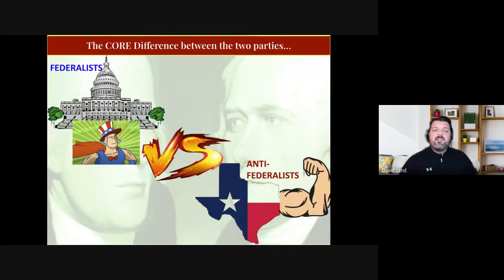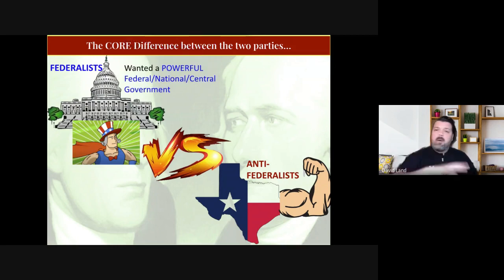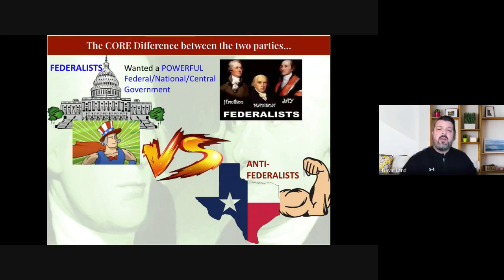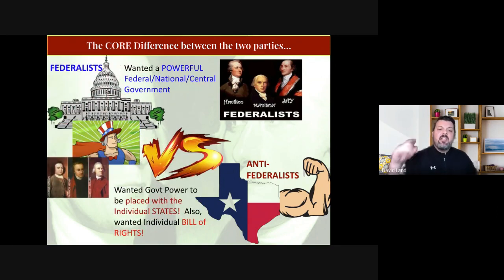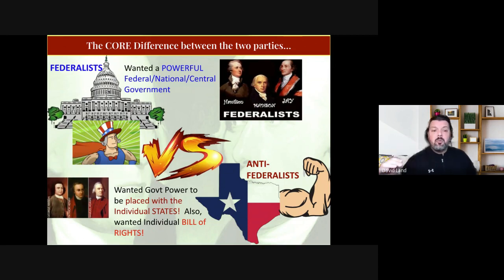So the core difference starts to show itself between the two. The Federalists want a powerful federal national central government: Hamilton, Madison, Jay. But the Anti-Federalists, and there you see Uncle Sam in the picture, right? Uncle Sam is the federal government. But the Anti-Federalists wanted power to the people, to the states. They wanted power in the individual to have more than the actual government.